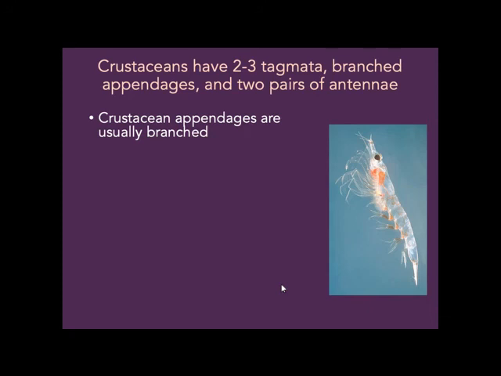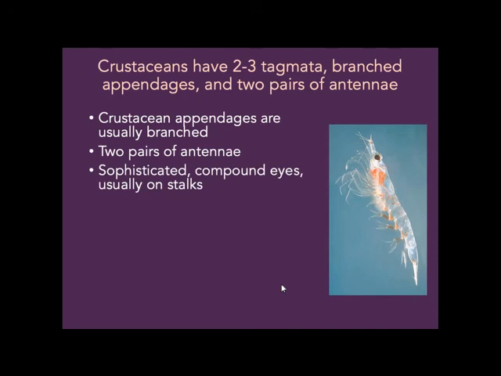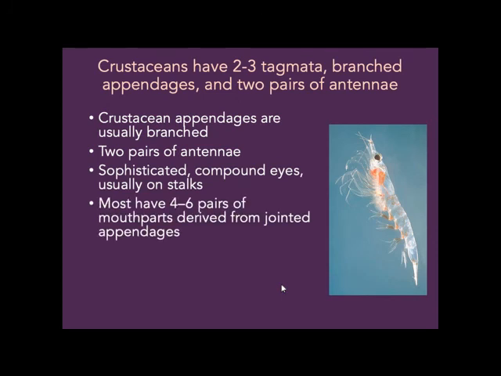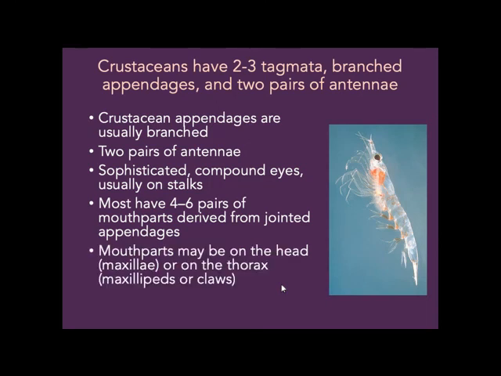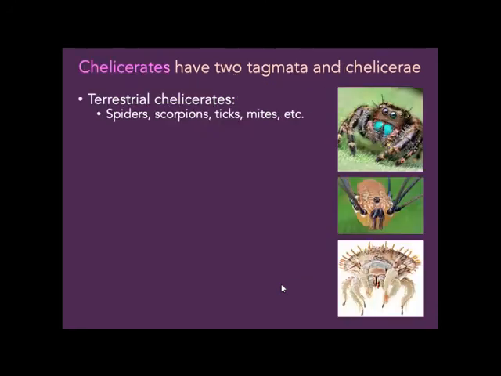So the fourth group are the chelicerates. They have two tagmata and chelicerae. This includes spiders, scorpions, ticks, and mites on land, and then in the water, horseshoe crabs and sea spiders. They have two tagmata, the cephalothorax and the abdomen, but the cephalothorax and abdomen aren't homologous to the ones that you'd see in other arthropods. They're kind of an analogous trait.